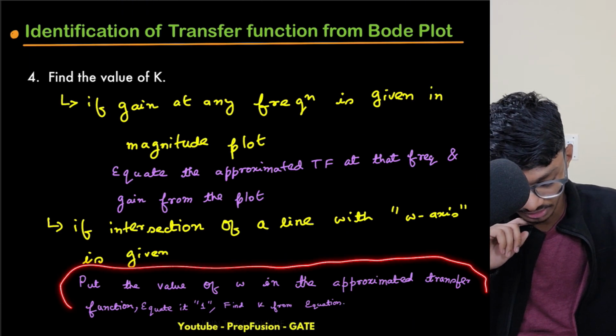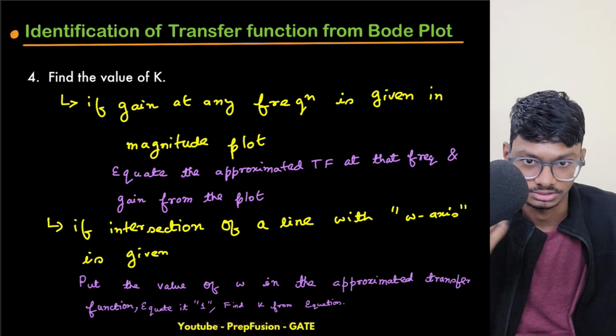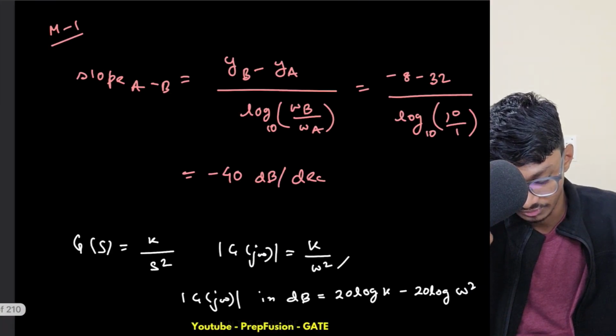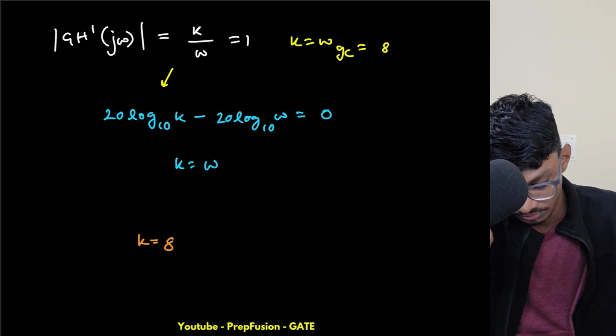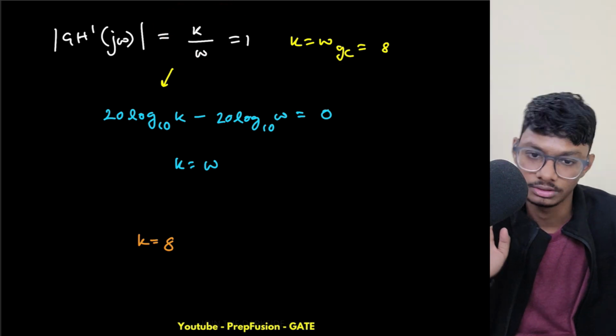Put the value of omega in the approximate transformation and equate it with 1, you can do, unity value of frequency you can do. Okay, put the value of omega, that also I meant. So simply that is what we did. We simply put the value of omega here, right? Put the value of omega and we found out the value of K. Okay, that is what I meant.